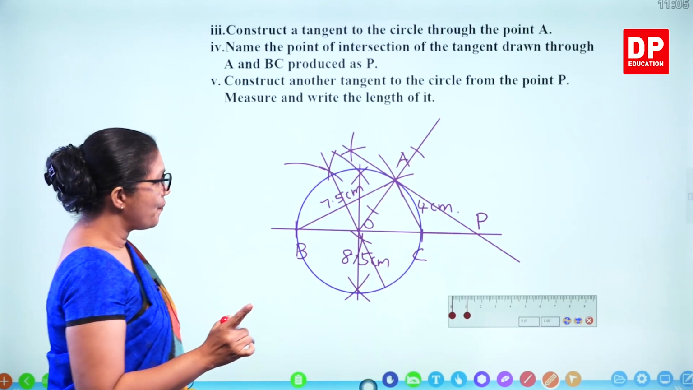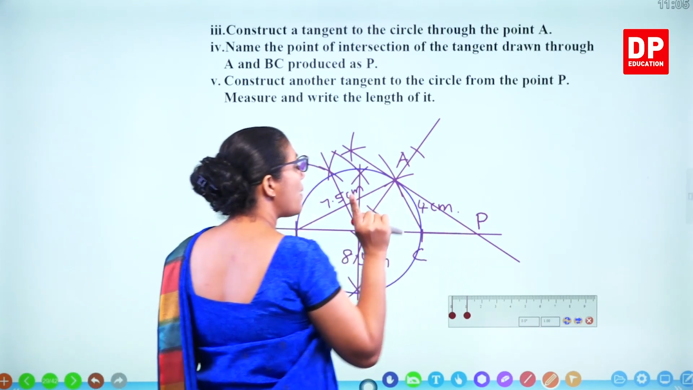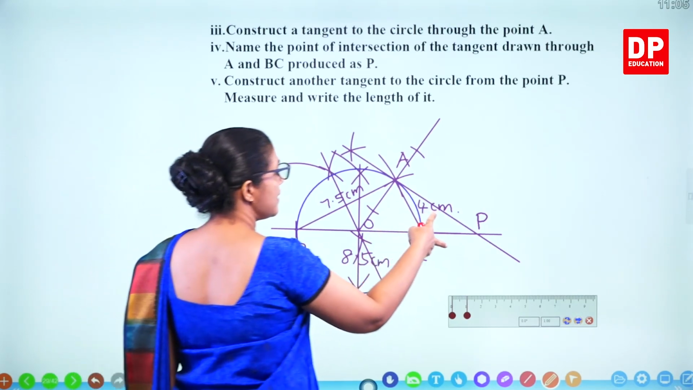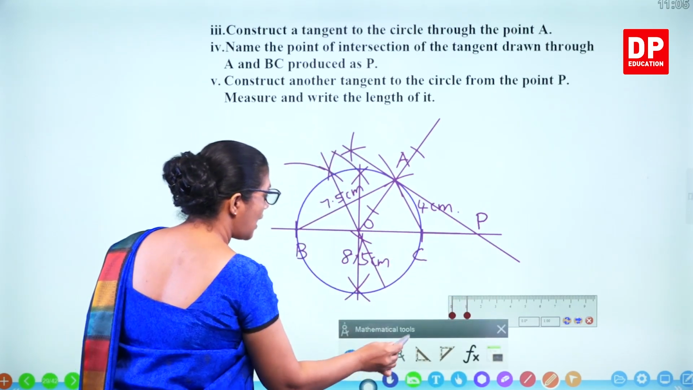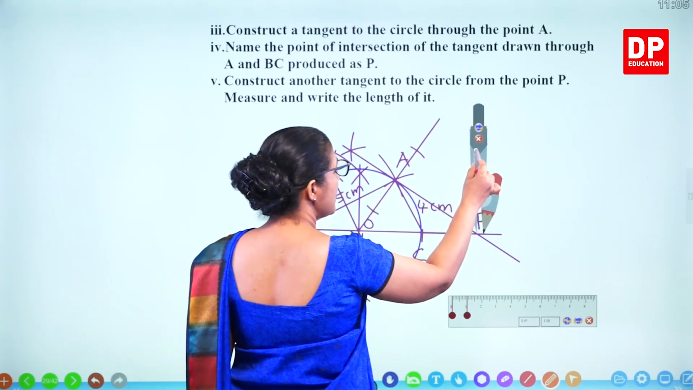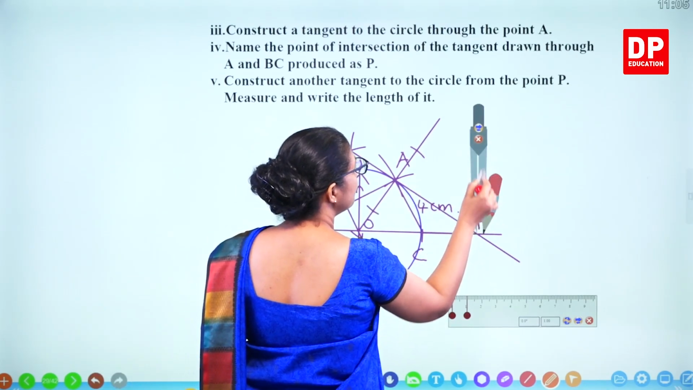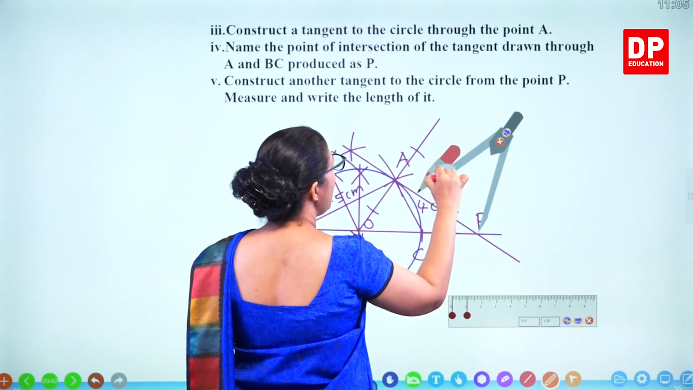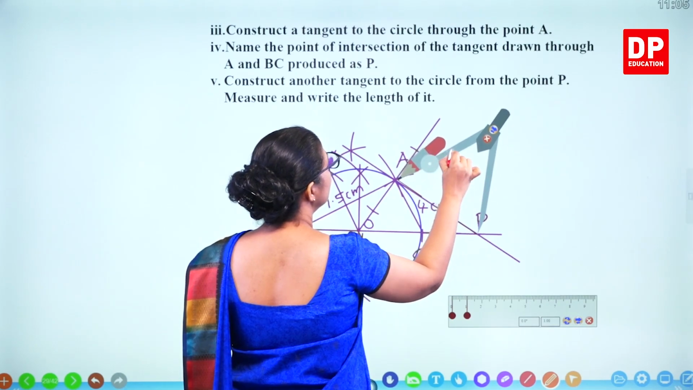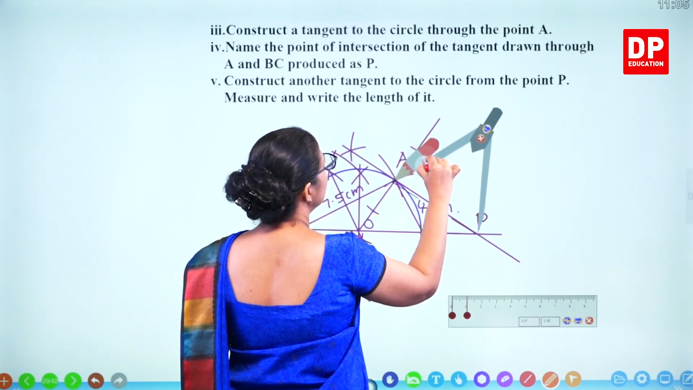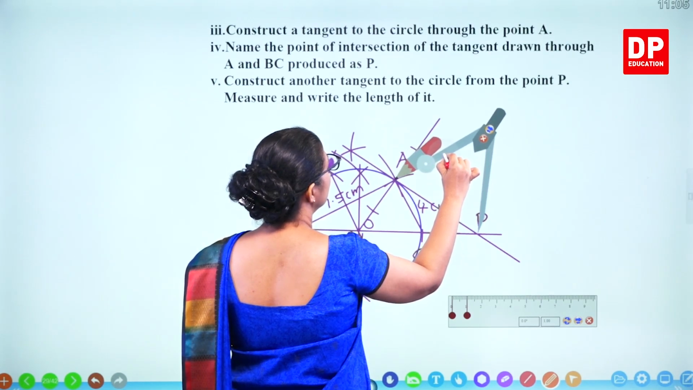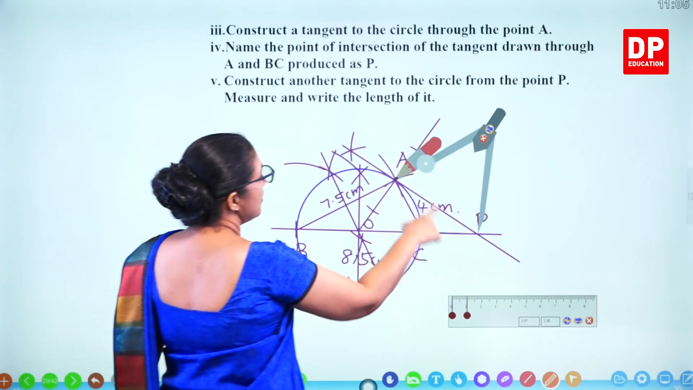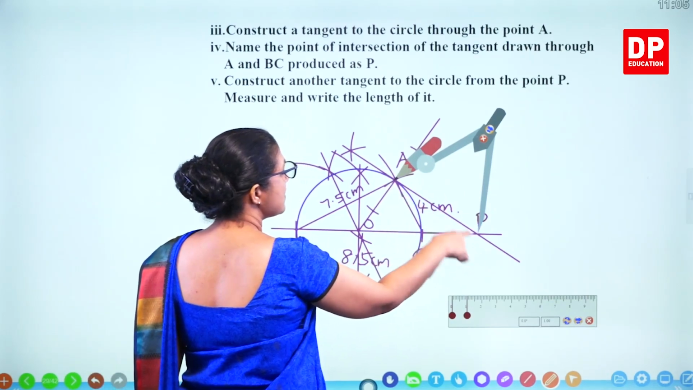Now you know, when you draw tangents from an outside point, the lengths are equal. So two tangent lengths are equal, and we can use that property. So we can see what the length is. Here, PA. So this is one point here, the tangent line. So this length is AP.